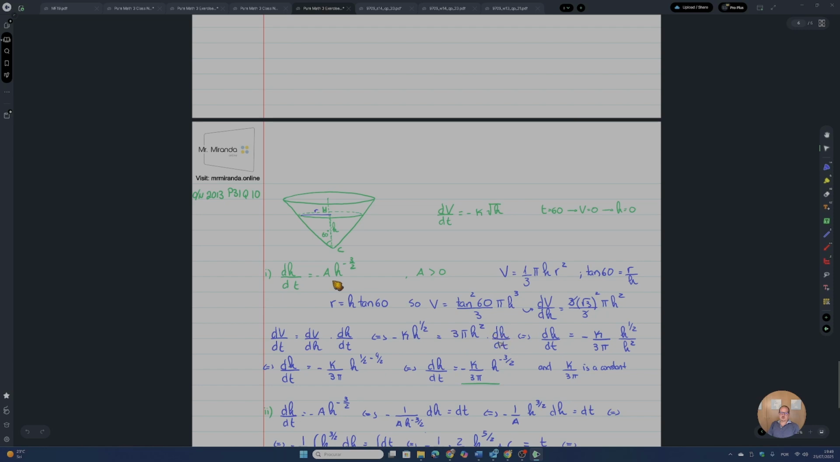So let's isolate this as the question asks, sending this to the other side. All right. So dh by dt, now I can simplify this. This is just h to the power of minus 3/2. And the constant a is just going to be k over 3 pi, which is a positive constant as it was required. All right? This is that.